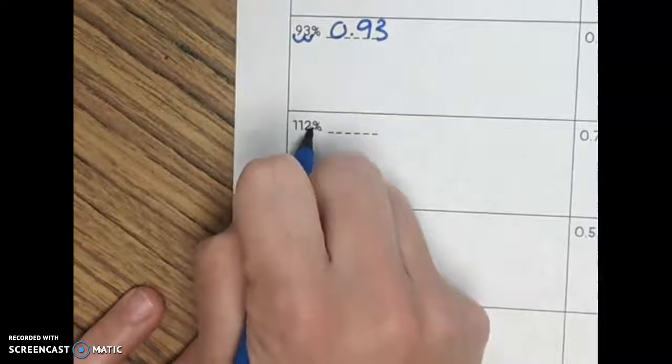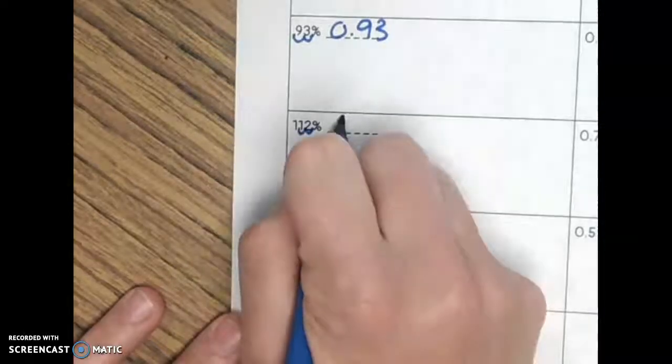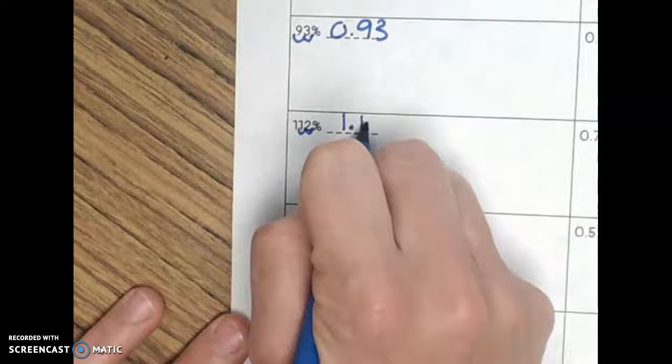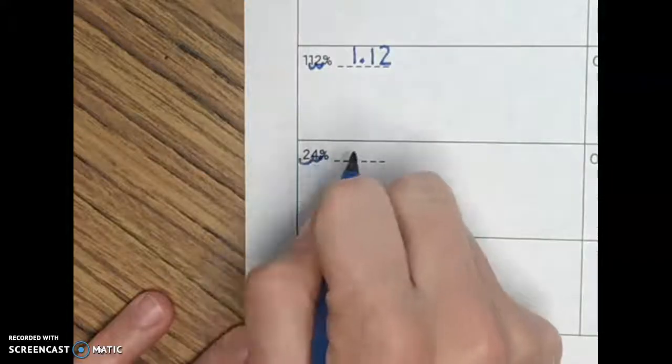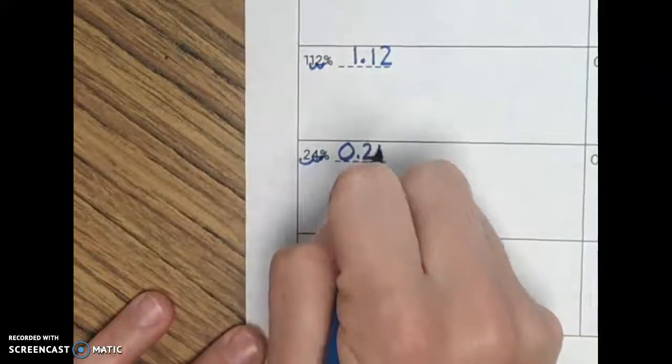This one, we put a decimal. We go 1, 2. So we get 1.12. 24%, we put the decimal at the end. We go 1, 2, so 0.24.